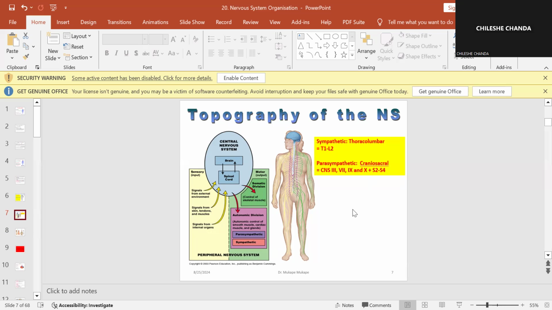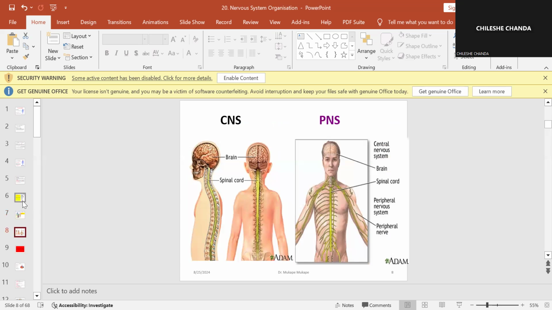Okay, and then we have the craniosacral. The craniosacral includes cranial nerves 3, 7, 9, and 10, okay, 3, 7, 9, and 10. So these ones, as well as sacral 2, sacral 3, and sacral 4, these are the ones through which the parasympathetic nerves emerge from the central nervous system. And that is how they are arranged.